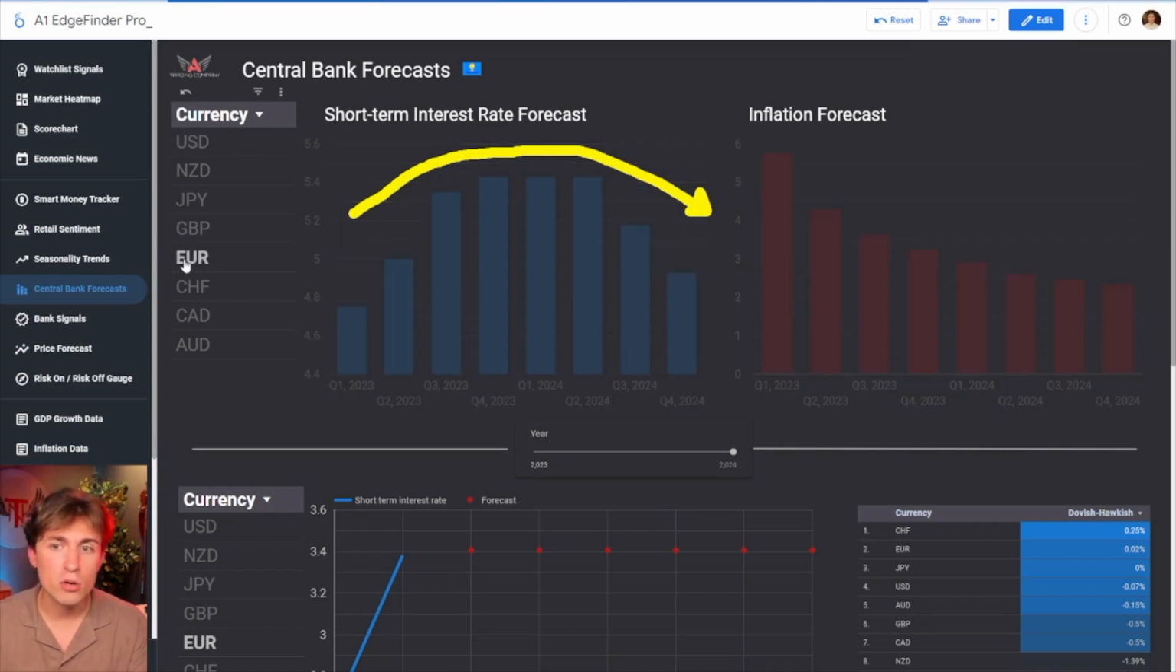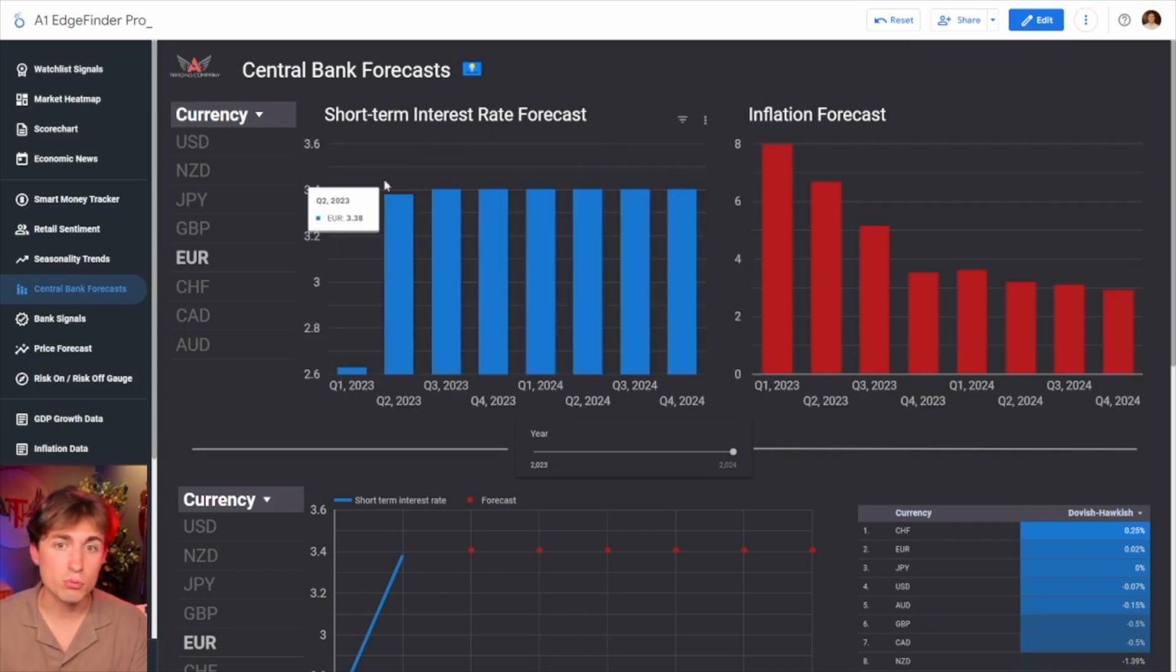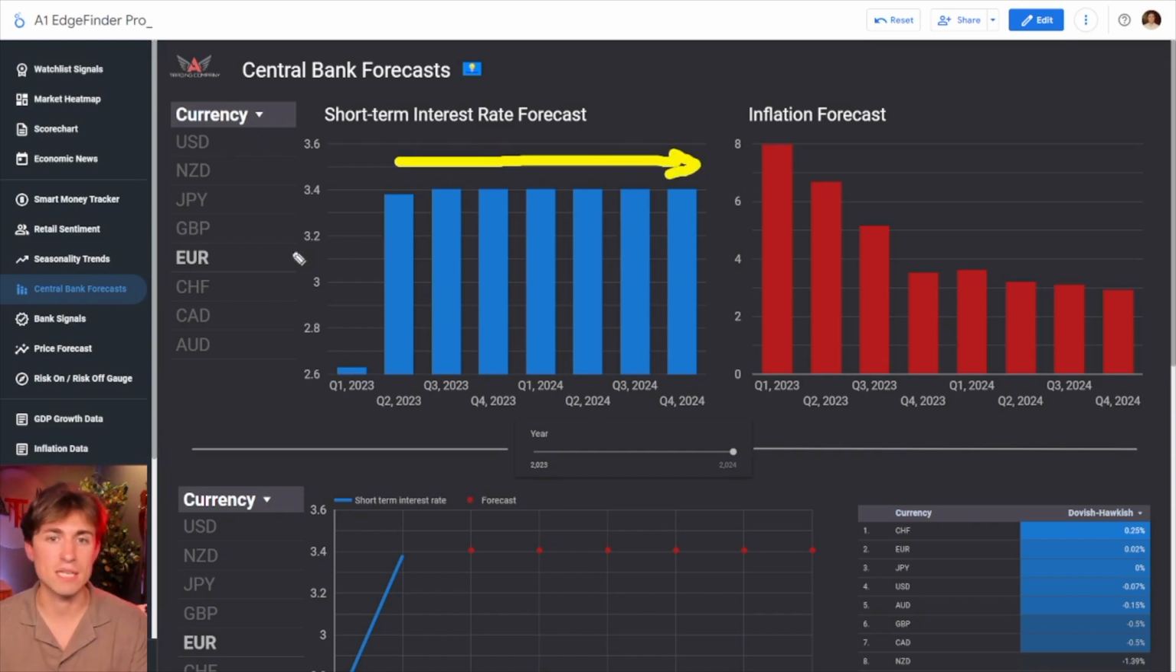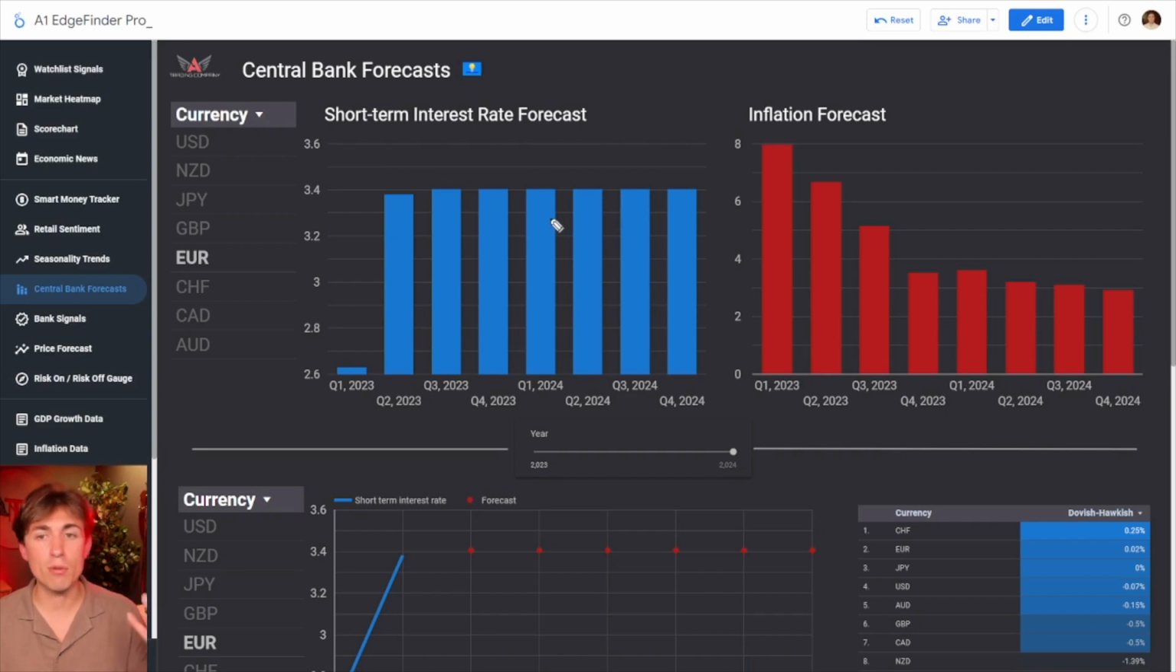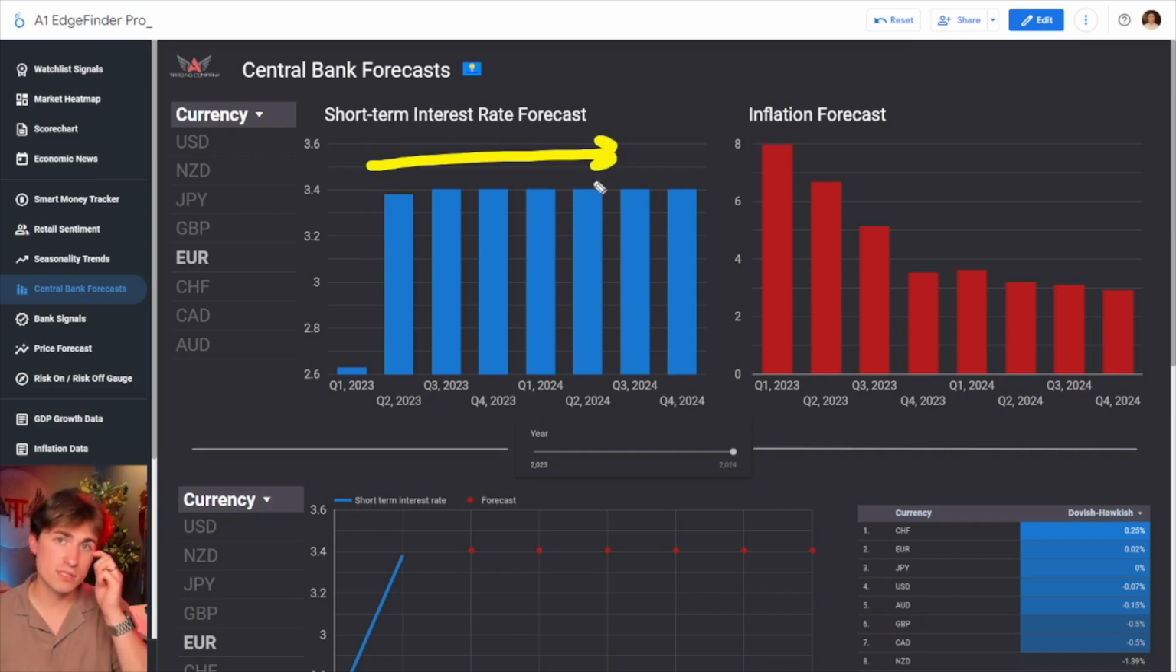Now, euro, not the same case. We have to redraw this line to show that rates are expected to remain elevated and unchanged for quite some time. So this is a divergence. And remember, higher rates generally cause a currency to be stronger. So that is actually a bullish divergence there for the euro against the US dollar especially. Just something to think about and put in your back pocket.